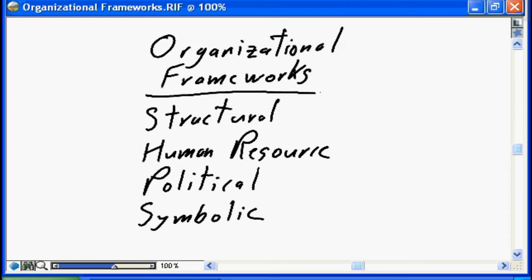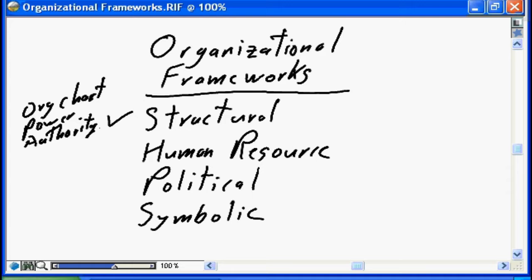One of the key elements of ensuring your project is going to be successfully organized is to understand the overall organizational framework. And that begins with the structural framework. What is the project's organization chart? What is the company's organization chart? Who has the power? Who has the authority to ensure that your project gets delivered successfully? You must be aware of the structural organization for your project and for your organization. You must know who reports to who and who has the power, who has the authority.